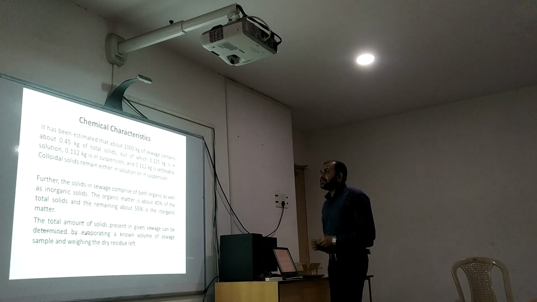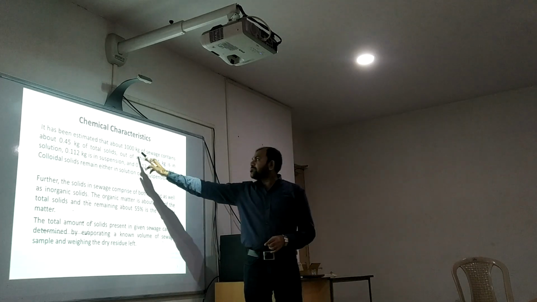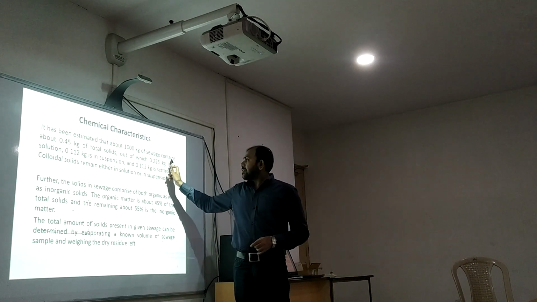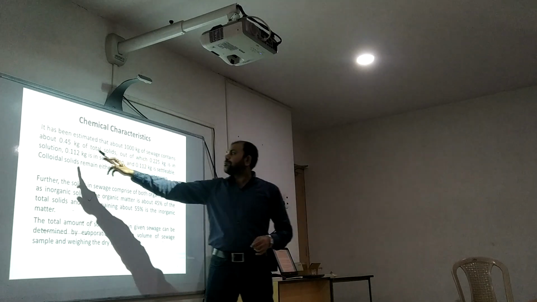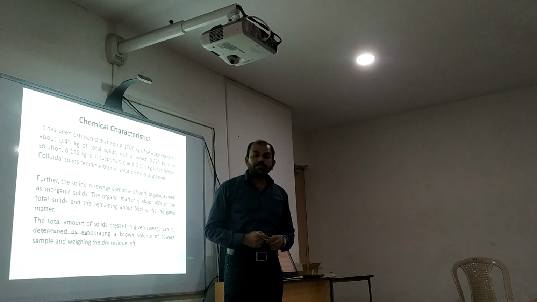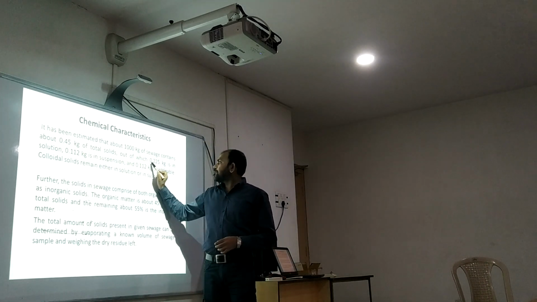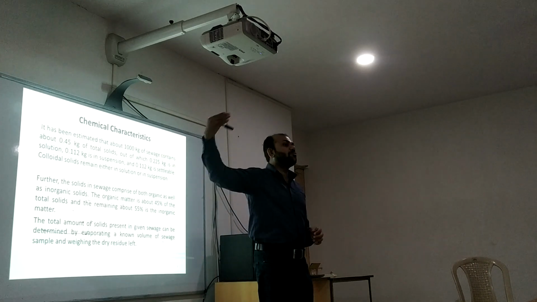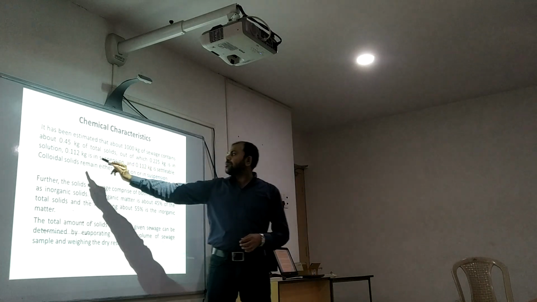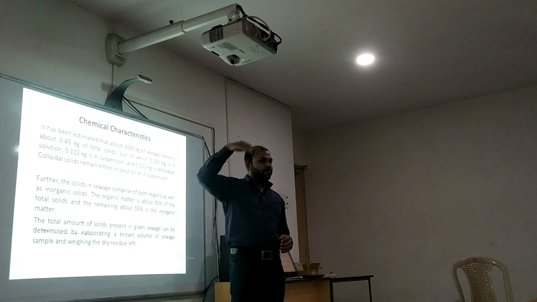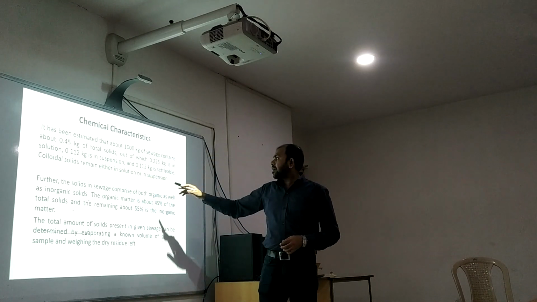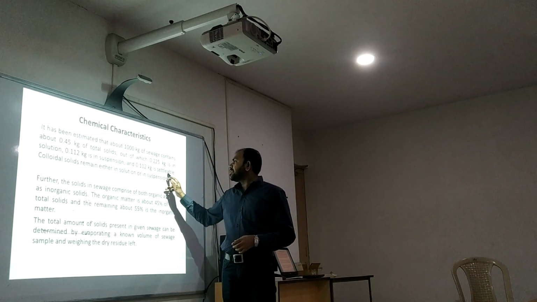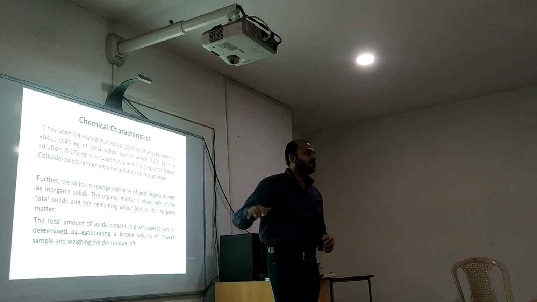So it has been estimated that in 1000 kg of sewage, it is around 0.45 kg of total solids, out of which 0.225 kg is in solution form, in dissolved form, 0.112 kg is in suspended form in floating impurities type, and 0.112 kg is settleable, which settles down at the bottom.